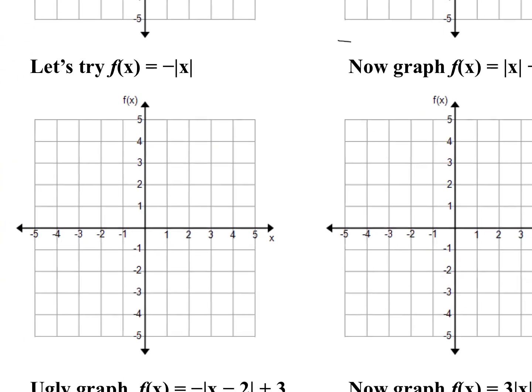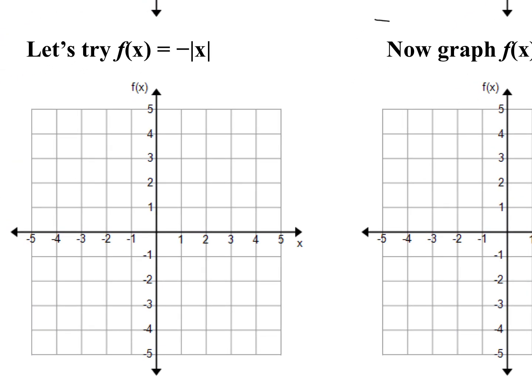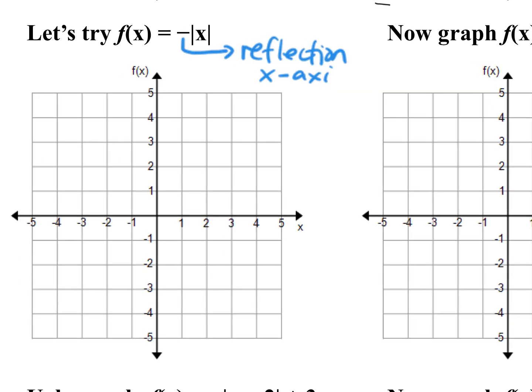Okay, let's try one more. Negative absolute value of x. This negative is going to tell me that there's going to be a reflection across x-axis. Okay, so let's look at our parent function first. Our parent function actually starts from the center, true? From 0, 0. It may not be very accurate, but at least we have a basis on how to see this one.